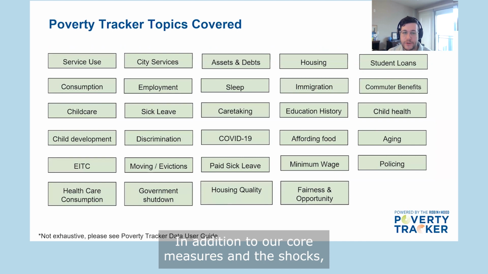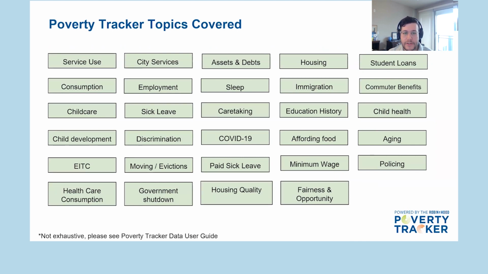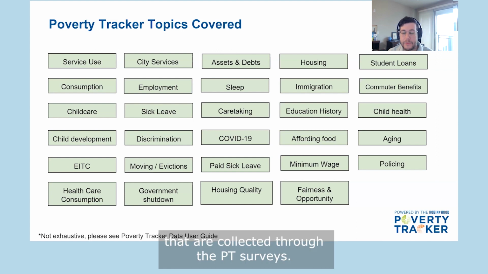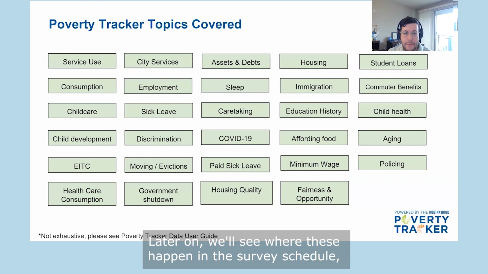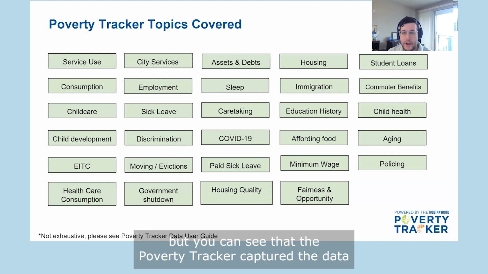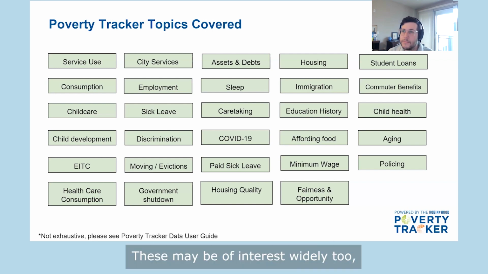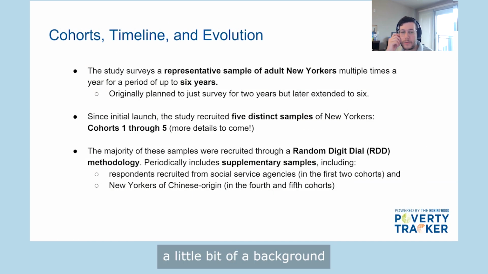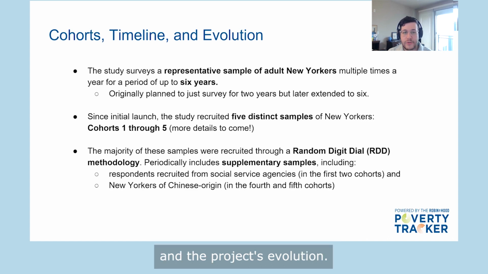In addition to our core measures and the shocks, we have a wealth of information on a number of other topics that are collected through the Poverty Tracker surveys. Later on, we'll see where these happen in the survey schedule, but you can see that the Poverty Tracker captures data on a wide breadth of topics beyond our core measures. And these may be of interest widely to the research community. So now I'm just going to give a little bit of background on the timeline of the project, the different cohorts we follow, and the evolution of the project.